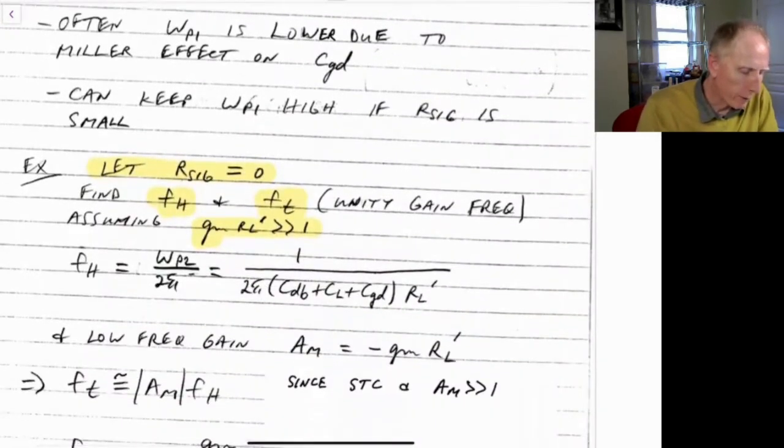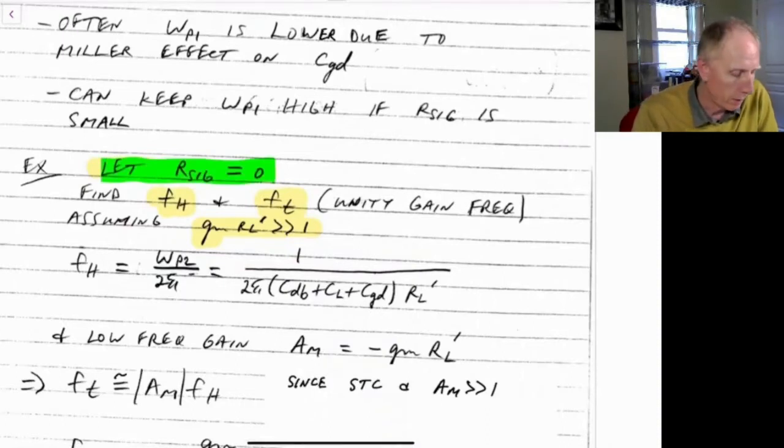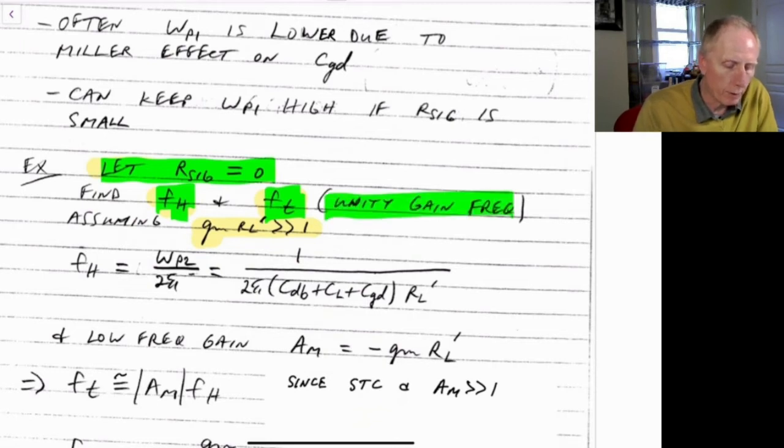So let's look at that for a second. Let's make the assumption that our signal is equal to 0, and let's find the high frequency cutoff and the unity gain frequency for this amplifier. We'll define f_T as the unity gain frequency, so the frequency where the gain goes to 1. And we'll make the assumption that gm RL prime is much greater than 1, so the gain from the gate to the drain is much greater than 1.